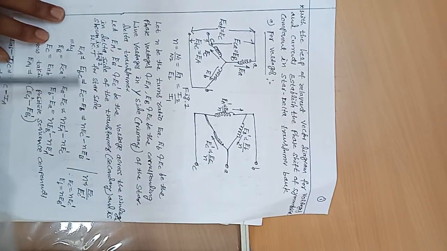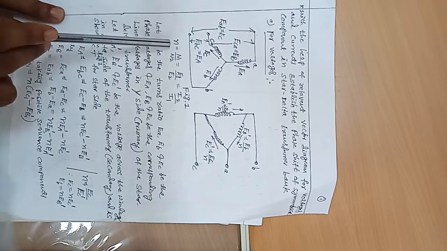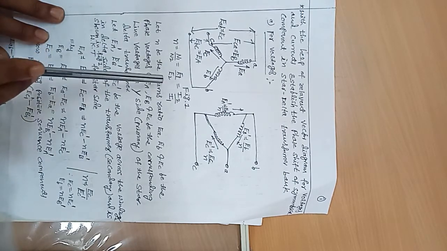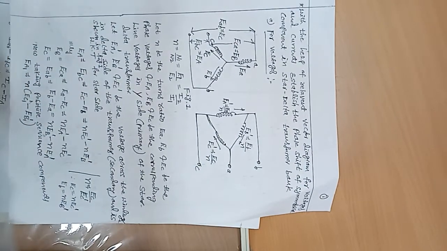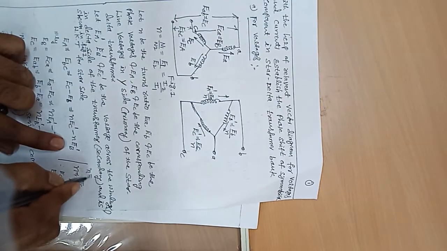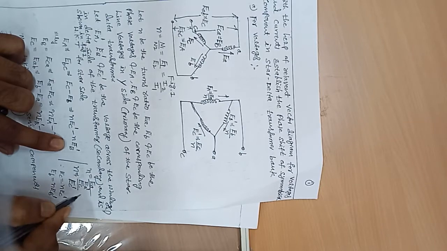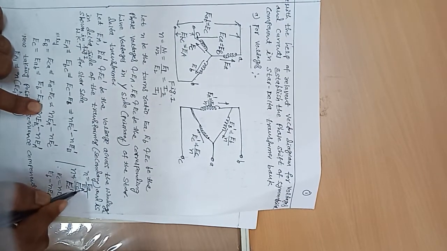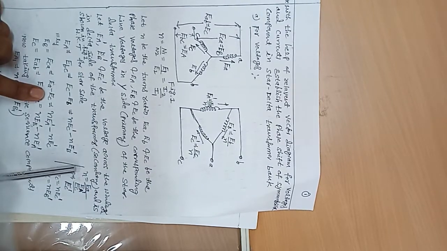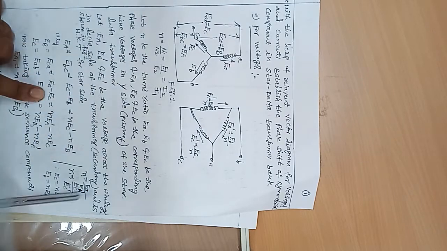Now what is n? n is the turns ratio, equal to the primary voltage by the secondary voltage. What is the primary voltage in phase A? I can write n equal to EA divided by EA dash. The phase voltage on the primary side is EA, and the secondary voltage is EA dash.